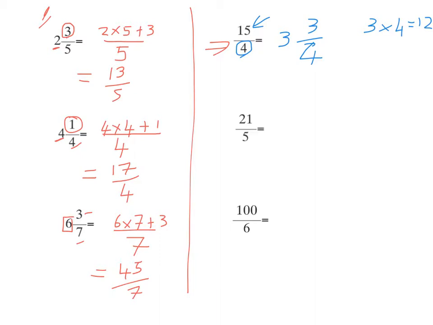So 21 fifths. 5 times 4 is as close as I can get to 21 without going over it, if I'm going to use 5s. So I've got 4. I've got 1/5 left over that I haven't used, because 5 times 4 used up 20 of the 21, and so I've got the 1 left over, so 1/5.